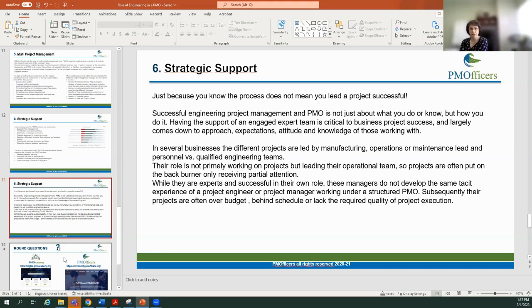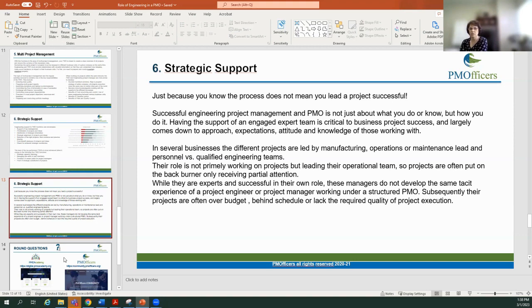Their maintenance managers will have to work on maintenance. That's their priority, keeping the equipment up, keeping the facility up to produce. Usually projects are falling on the back burner. So they are always put on the back and sometimes just receive partial attention. While they are experts and successful in their own role, these managers do not develop the same tacit experience of a project engineer or project manager working under a structured PMO.